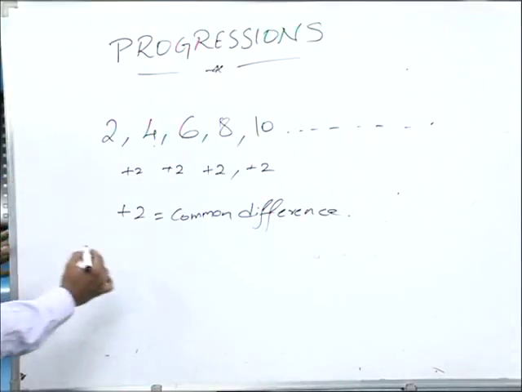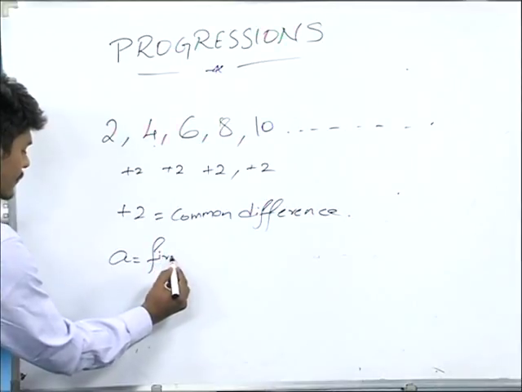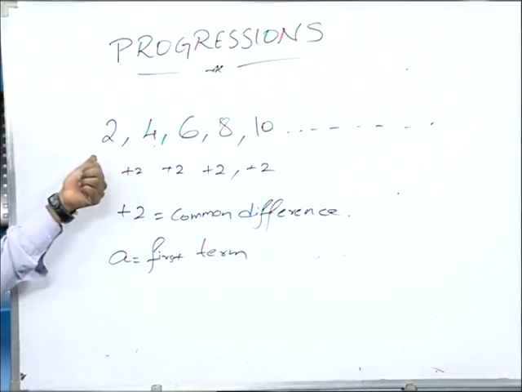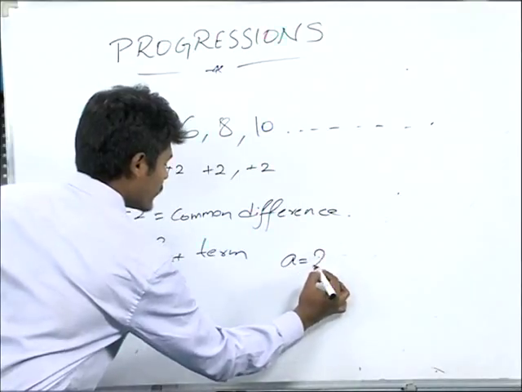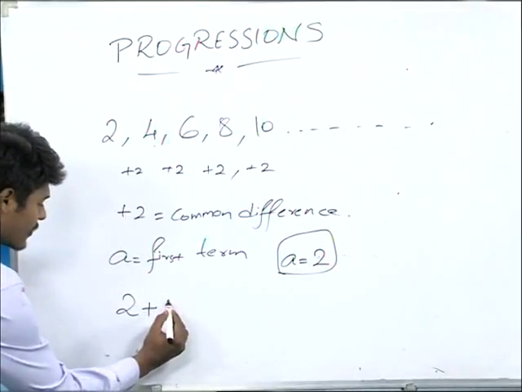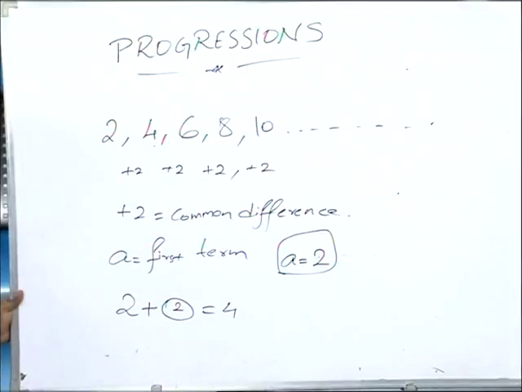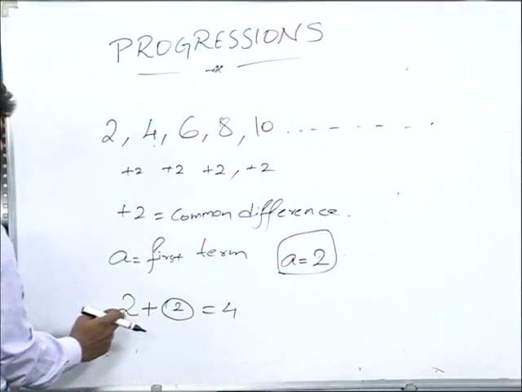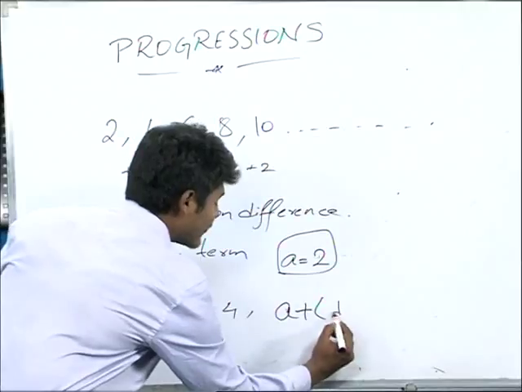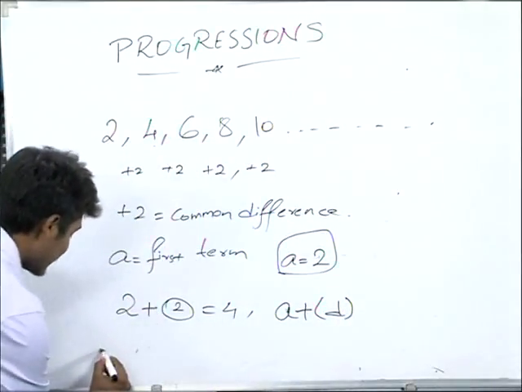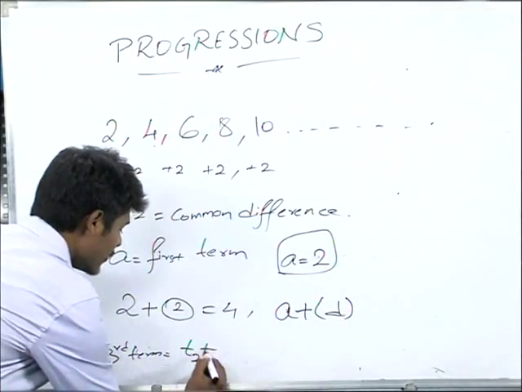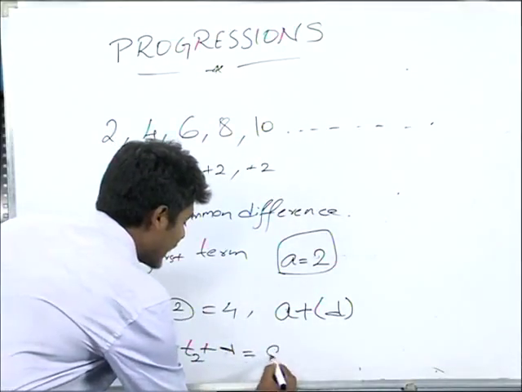Here A means 2, A is the first term. Here A's value is 2. See, add the common difference to A. We get the second term by adding the common difference to the first term. So the second term is written as first term plus common difference. Similarly, write the third term: the third term is the second term plus common difference. Term 2 here is A plus D.